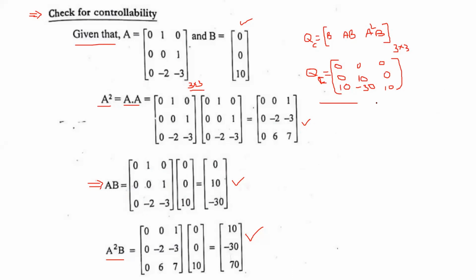Okay, so what is a QC matrix? This is a QC matrix. Now we have to check the controllability. What does controllability say? The rank of the QC matrix should be equal to the order of the system. How to find the rank of the matrix? We have to find the determinant of the given matrix. If the determinant is equal to 0, its rank will be different. If the determinant is not equal to 0, its rank should be 3. So if the rank of the composite matrix is equal to the order of the system, we verify this controllability.